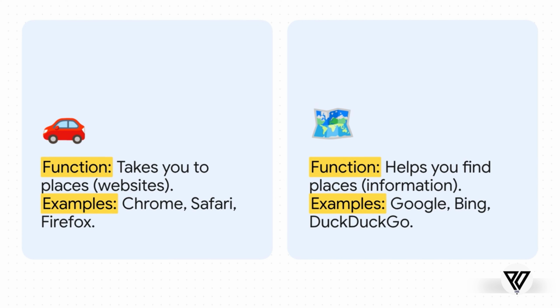Look at this side by side. It makes it so clear. On the left, you've got the browser, your car. Its job is to take you places. On the right, the search engine, your GPS. Its job is to help you find those places. See? Two totally different functions, but they work together perfectly.